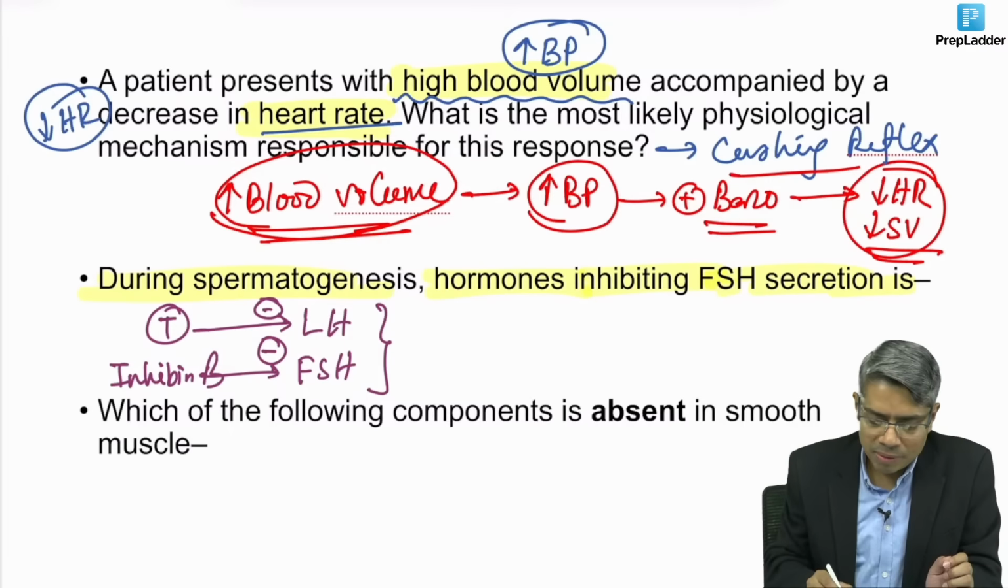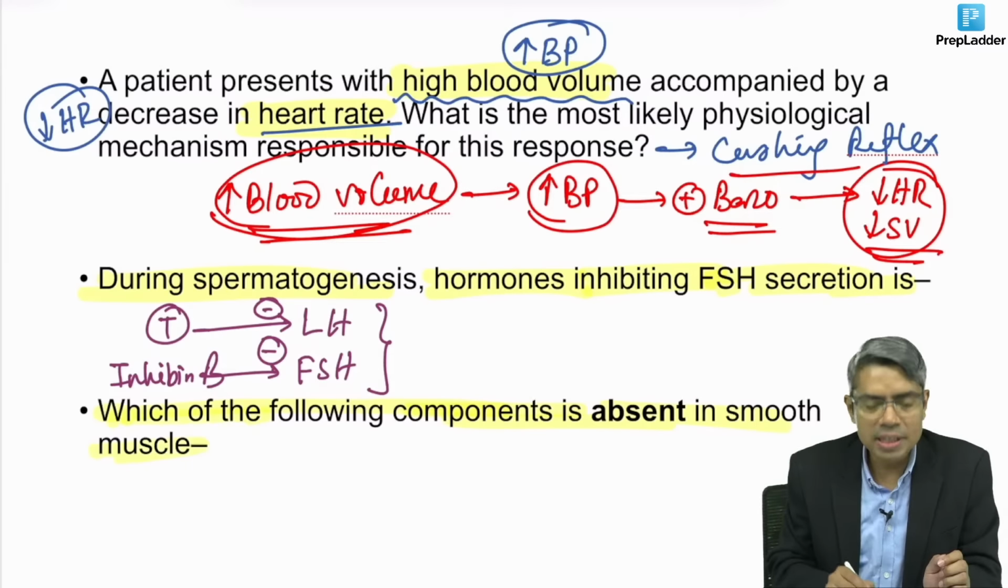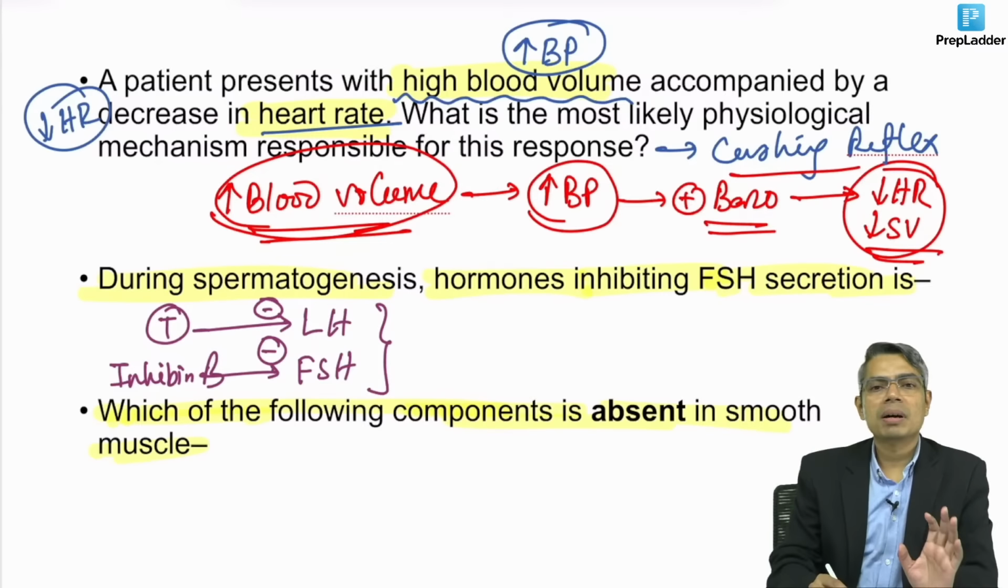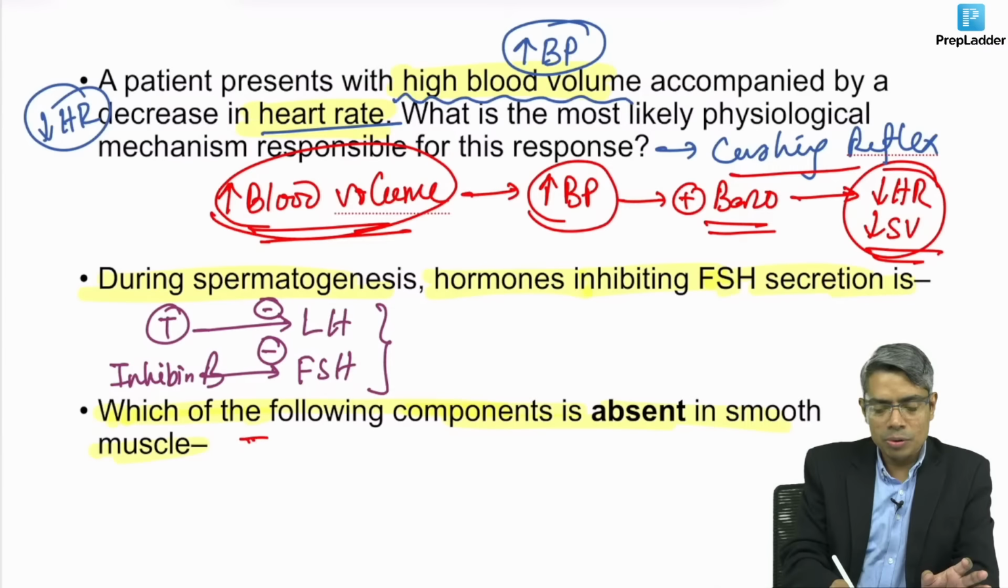Next one, which of the following components is absent in smooth muscle? Previously we were discussing which component is absent in smooth muscle; you have to remember a couple of names. For example, I told you the T tubules are absent.